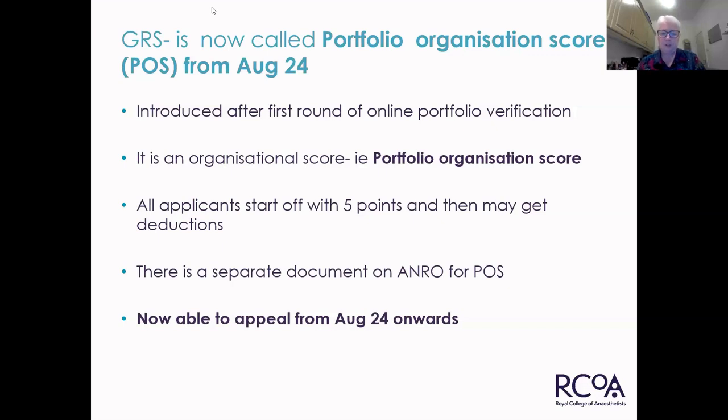So the principle is that everyone will start off with 5 points, and then you only get deductions if there are various things like certificates are out of date, or you've exceeded the amount of documents uploaded per domain. Most people, when you'll see the evidence that Drew will show you in a minute, most people do get 5 points, and the majority will get 4 or 5 points for this, but you should be aiming to get the full 5 points. The other change is that you've now been able to appeal this. So from August 24 onwards, if you feel that your portfolio organisation score has been deducted unfairly, then you can appeal it.